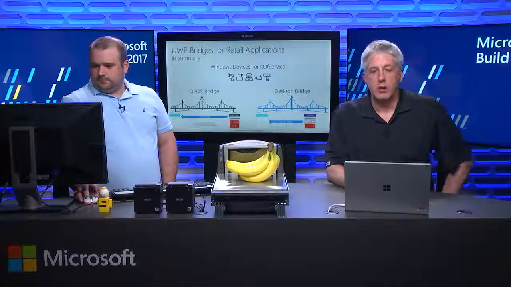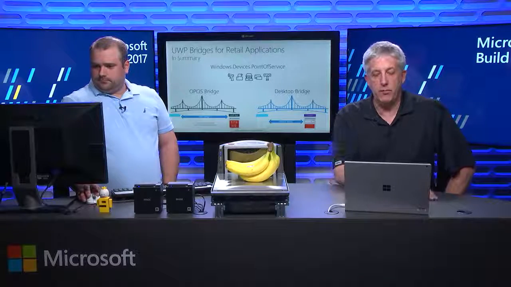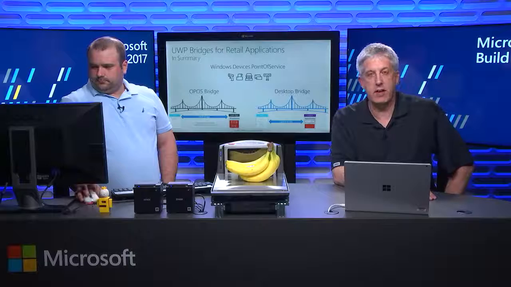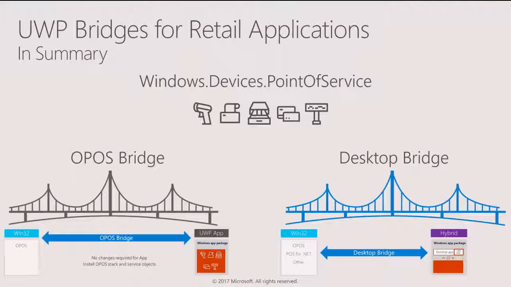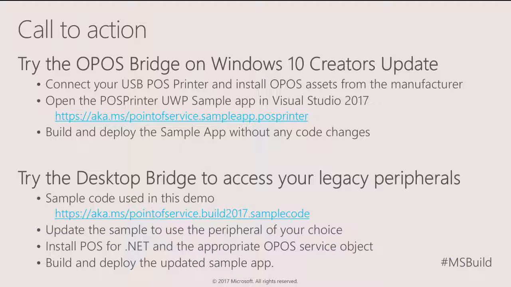Thank you, Marcus. So in summary, you can use the Windows Desktop Point of Service namespace together with the OPOS Bridge, as well as the Desktop Bridge, to access all of the specialty peripherals required for your retail or hospitality applications. As a call to action, one, try the OPOS Bridge using one of our sample apps from GitHub and install OPOS components for your specific hardware. And two, try the Desktop Bridge by experimenting with the sample code that Marcus just demonstrated.